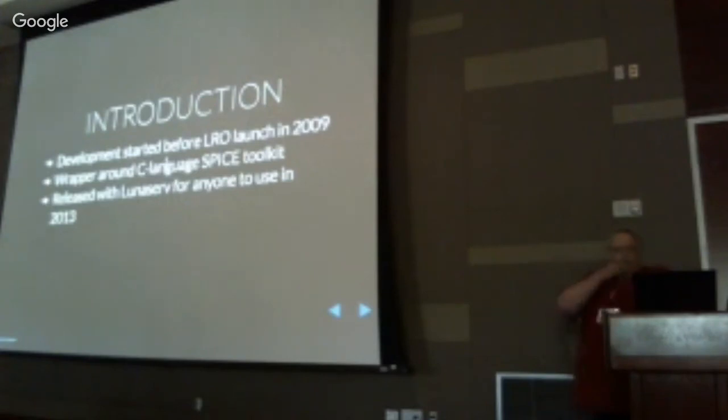Ruby Spice wrapper started a little bit before the LRO launch in 2009. It's a wrapper around the C language version of the Spice toolkit, and we released it as open source in 2013. But we've never really talked about it, so we thought we'd present it here so if others in the community are using Ruby, they have another available resource.